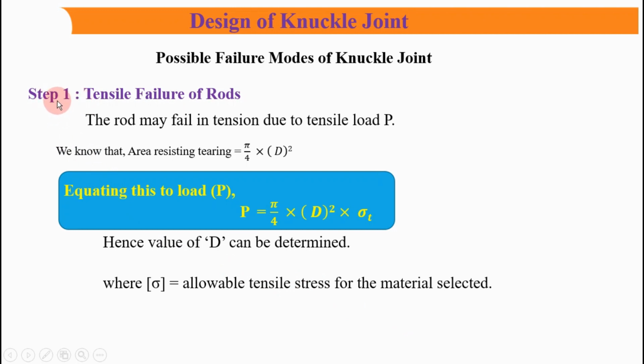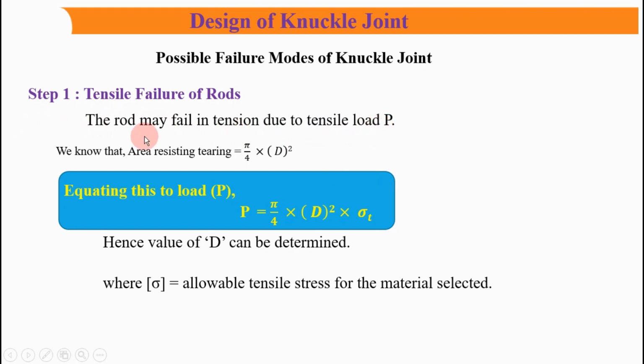If you see my cursor, this is step number 1. What is step number 1? Step number 1 is tensile failure of rods. As we know, in a knuckle joint the rods are subjected to axial tensile load, so we need to check the rods for tensile failure. The rod may fail in tension due to tensile load P.